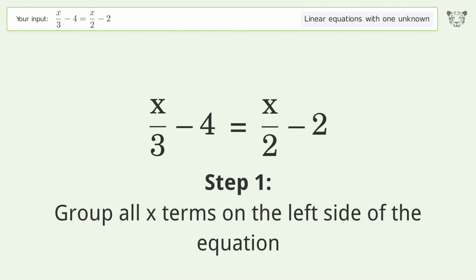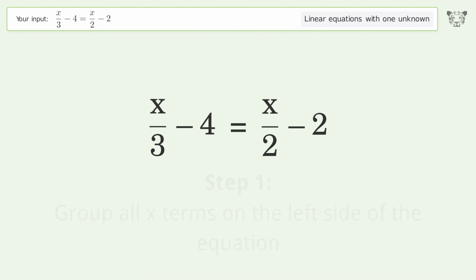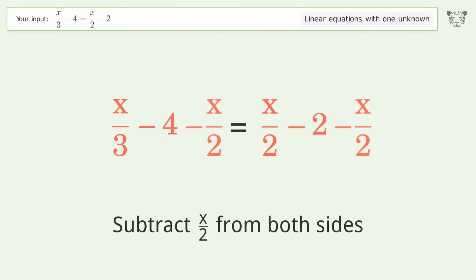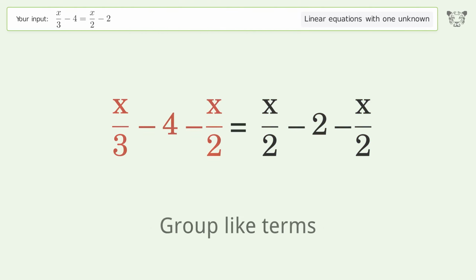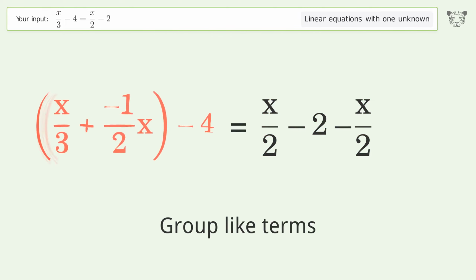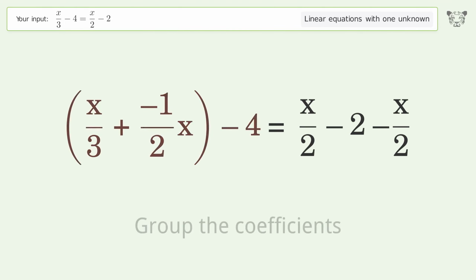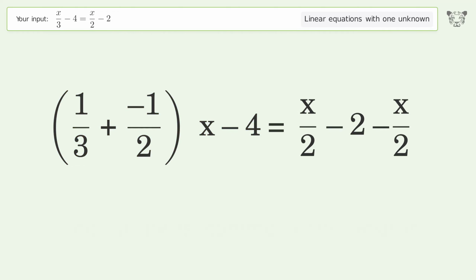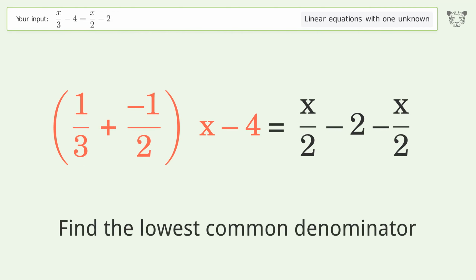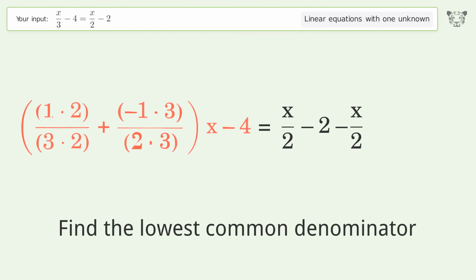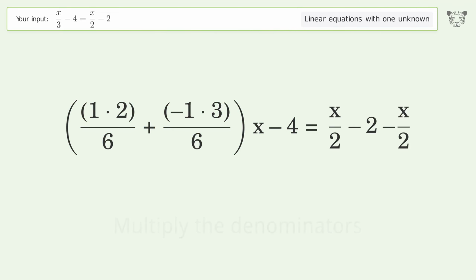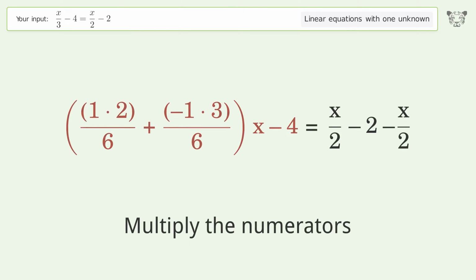Group all x terms on the left side of the equation. Subtract 10/2 from both sides. Group like terms. Group the coefficients. Find the lowest common denominator. Multiply the denominators. Multiply the numerators.